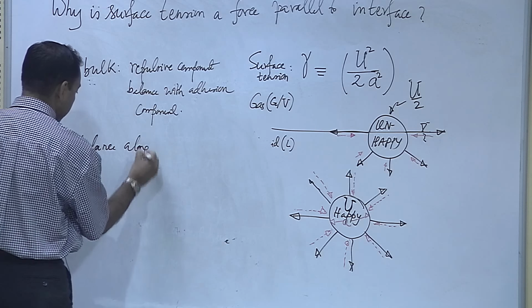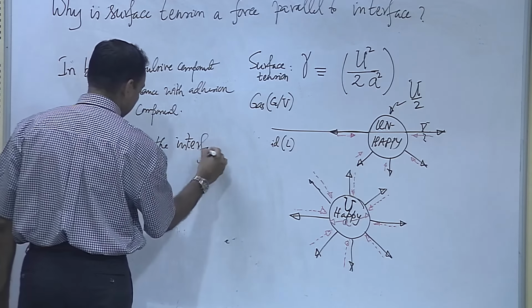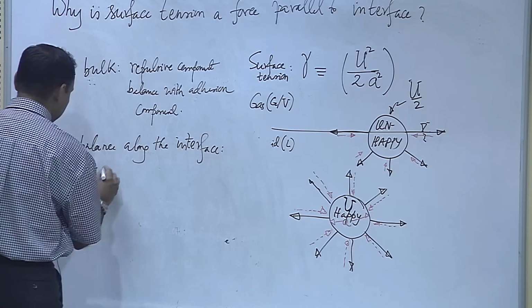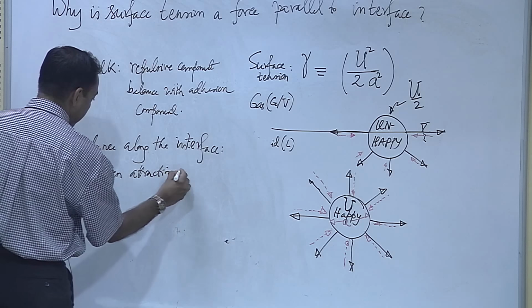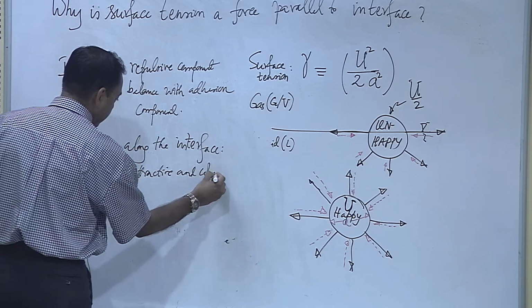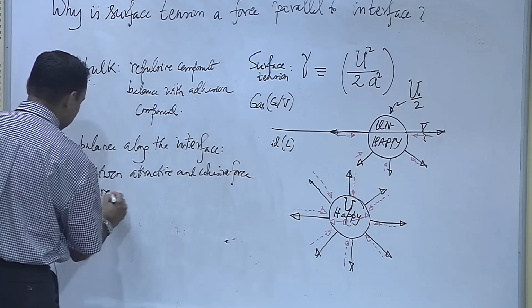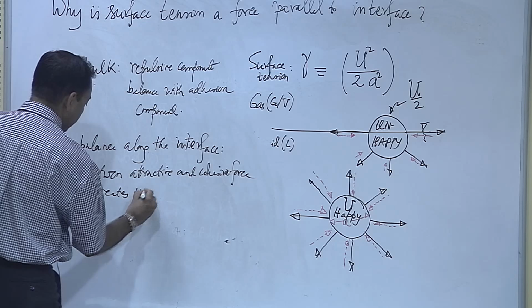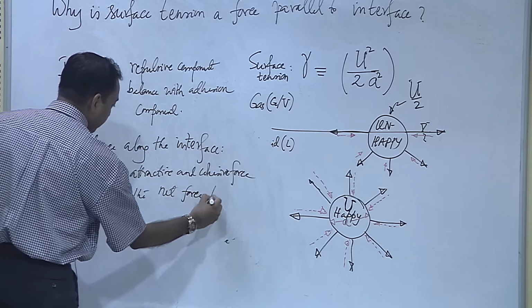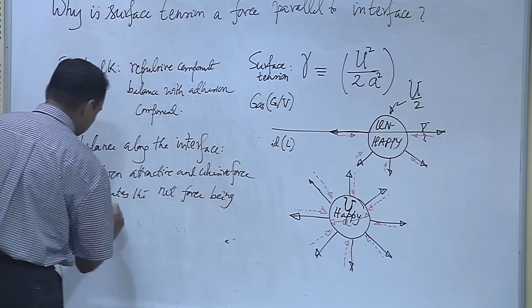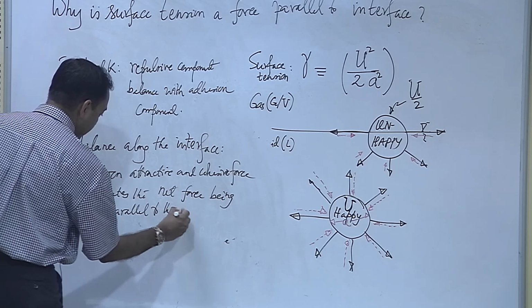along the interface between attractive and cohesive force creates the net force being parallel to the interface. Okay?